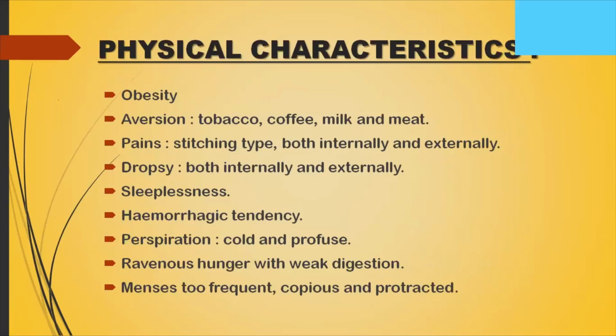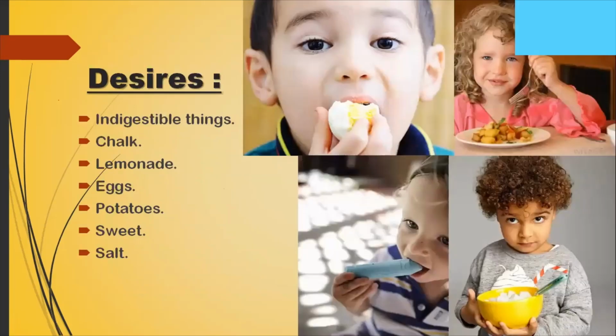As we are well aware about Calcarea, the physical constitution will be obese, dropsy, internal and external. They have a hemorrhagic tendency. Why this hemorrhagic tendency? Because calcium has a coagulation tendency, where it is used as a clotting factor. There the link is hemorrhagic tendency, perspiration, cold and profuse. That's why excess calcium, low blood pressure. Along with that, they will have cold sweats, profuse sweats. Because of the slowness, they will have weak digestion. Menses too frequent, copious, protracted.